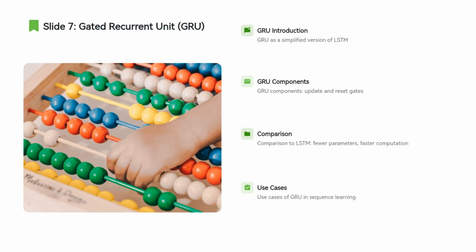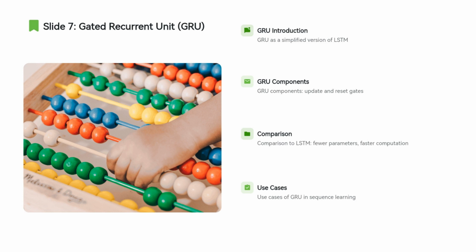The gated recurrent unit, GRU, is another type of RNN designed to address the vanishing gradient problem. GRUs are similar to LSTMs but have a simpler architecture. Instead of having 3 gates like LSTMs, GRUs use 2 gates. Update gate determines how much of the previous memory should be retained and how much of the new input should be incorporated. Reset gate controls how much of the past information should be forgotten.